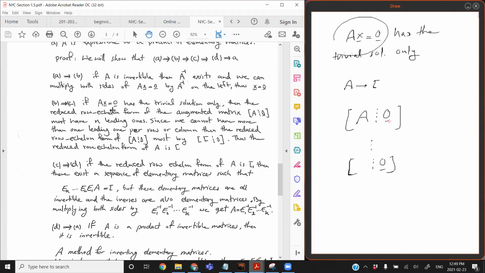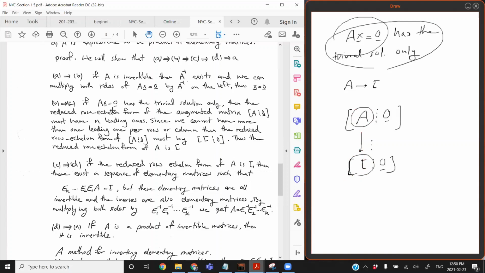But if this system has the trivial solution only, that means it has a unique solution. If it has a unique solution, that means you have the same number of leading ones as variables. And since you cannot have more than one leading one per row and more than one leading one per column, here you must have I. Make sense? That means A can be transformed to I.